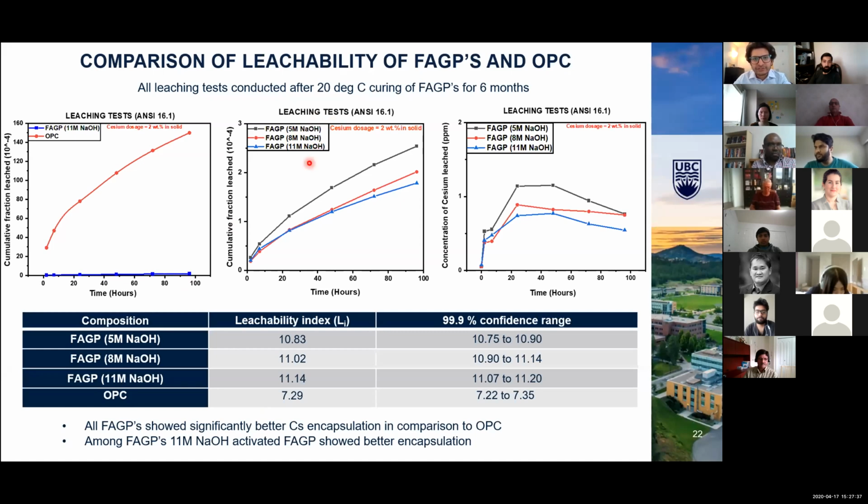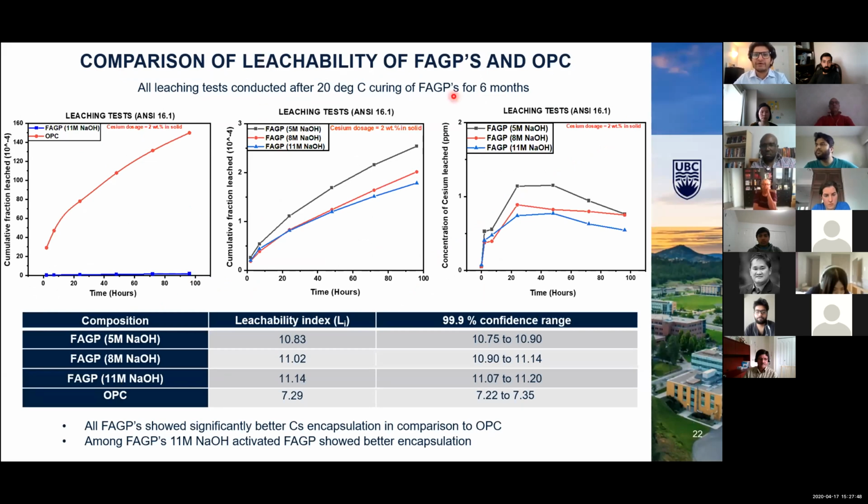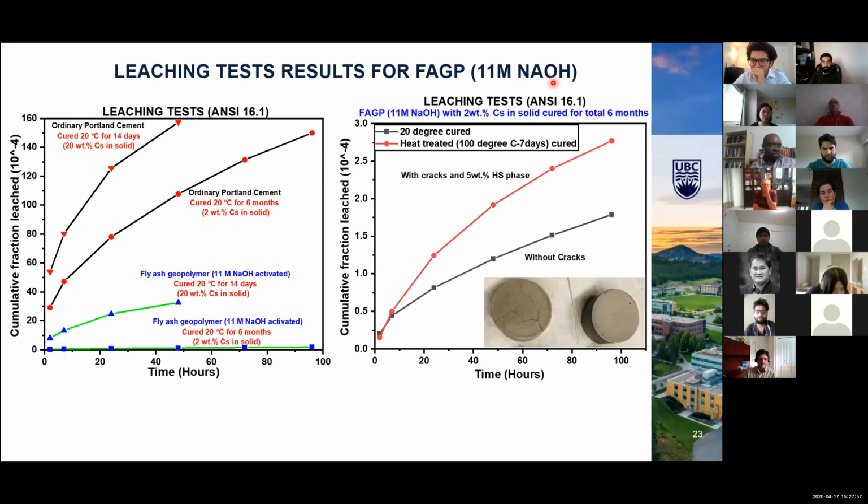Among the geopolymers themselves, the 11 molar produced geopolymer performs better. Based on that, I used the 11 molar geopolymer for my further studies rather than studying all of them. For the 11 molar sodium hydroxide produced geopolymer, I also tried adding 28% of cesium, and it can be seen from the plots. Both of these plots belong to OPC, cured at different times as mentioned here, 14 days and 6 months, and 28% and 28%.